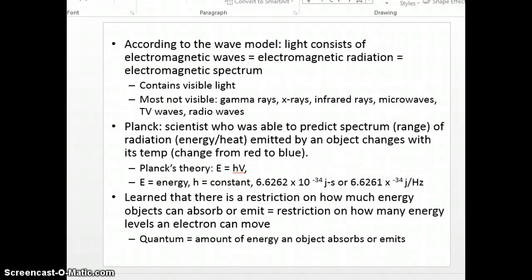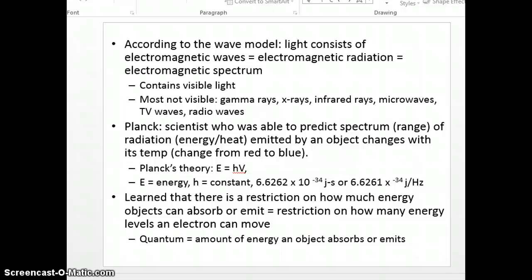And then after learning more about waves, they had this wave model, which said that light consists of electromagnetic waves, electromagnetic radiation, and the electromagnetic spectrum. That spectrum contains the visible light, which of course is what we see, but a lot of the electromagnetic spectrum we can't see. These would be things like gamma rays, X-rays, infrared rays, microwaves, TV waves, and radio waves.